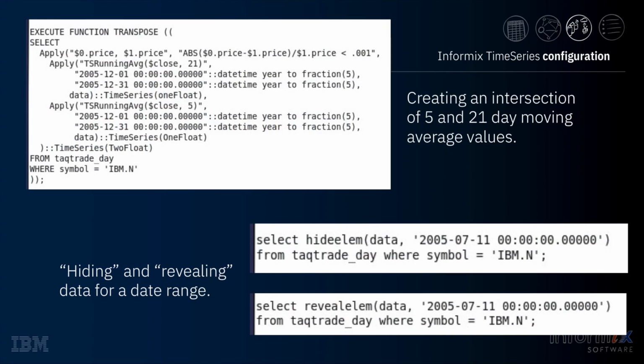In the first example, a 5-day and a 21-day moving average is being created, then intersected to see if or where the averages align. In the second, stock market transaction data for a particular equity is hidden in order to execute a series of what-if queries. Hiding the data means you don't have to write complicated inclusion or exclusion statements which can slow the query down. The last statement reveals the data to all operations.